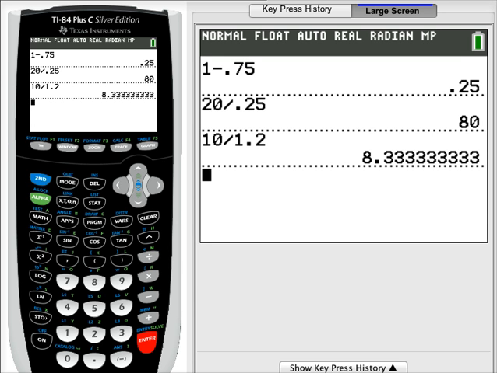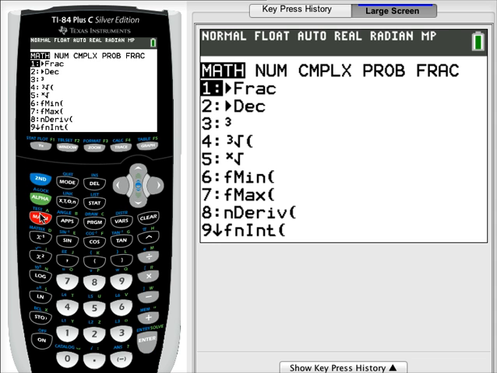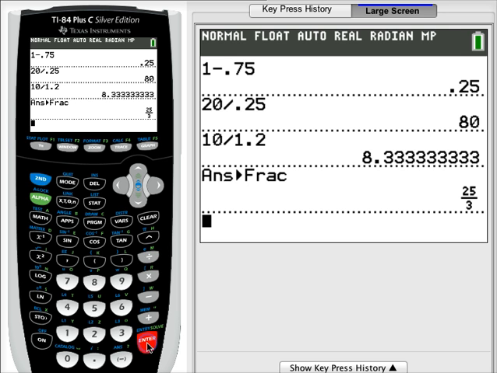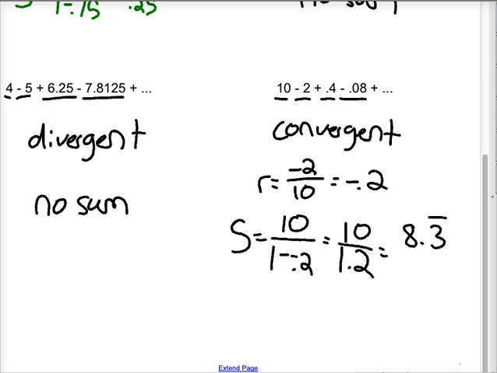So another neat thing you can do is actually ask your calculator to turn it back into a fraction for you. In order to turn it back into a fraction, all you have to do is go into Math, click on Arrow Fraction, hit Enter one more time, and it'll actually do it for you. That is going to be 25 thirds. So that's a neat little trick so you can keep your answers exact. So make sure you remember that. If you ever have one that gives you a repeating decimal, just do that and it'll turn it back into a fraction for you so you can keep it as exact as possible.